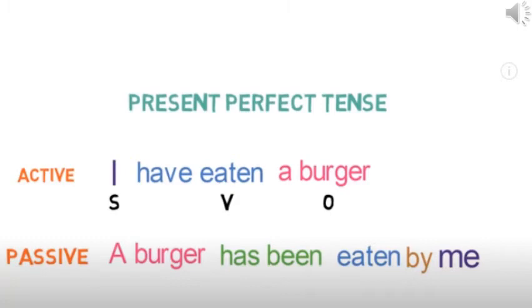Next, adding a suitable helping verb, it will be has been. Please pay attention, for any perfect form, when we change it to passive voice, we always use been, B-E-E-N. So here in passive, it will become has been. And lastly, we need to add by to make the sentence complete. So the passive sentence will be, a burger has been eaten by me.